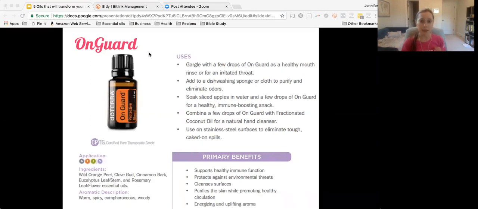Another way that I like to use On Guard, especially when I feel like I'm coming down with something, is I'll gargle with On Guard. I'll get a little bit of water, add a drop of On Guard, and gargle with it to soothe the sore throat. And then I will also add it to water and drink it too, to support a healthy immune system. That's a great way for adults to use it, internally.